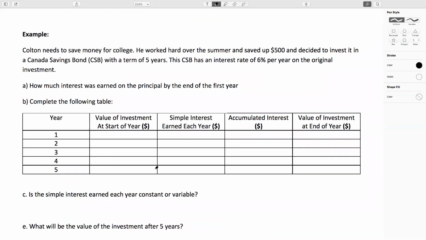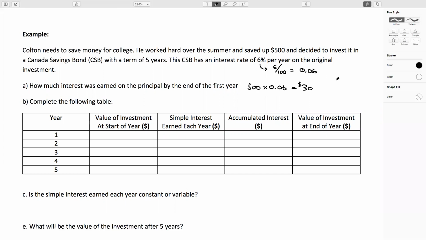Colton needs to save money for college. He worked hard over the summer, saved up $500, and decided to invest it in a Canada Savings Bond with a term of 5 years. This Canada Savings Bond has an interest rate of 6% per year on the original investment. Question A: how much interest was earned on the principal by the end of the first year? Whenever you're doing these calculations, you have to be really careful. 6% is 6 divided by 100, which is 0.06. To calculate the amount of interest, we take our principal, which is $500, and multiply it by 0.06, and that gets us $30 in interest.